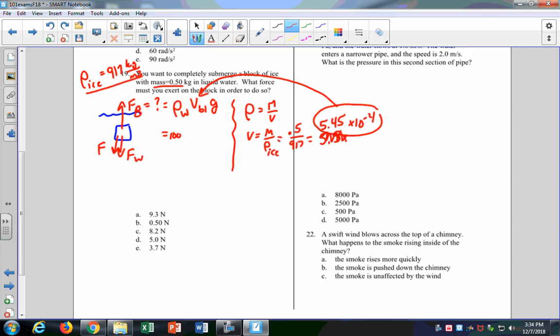Density of water is 1,000 times 5.45 times 10 to the minus 4 times g, which is 10. And I get 5.5 newtons. So, we're almost done. The buoyant force is 5.5 newtons. The weight is 5 newtons. So what additional force do you have to apply? You have to apply 0.5 newtons. So B was the right answer.